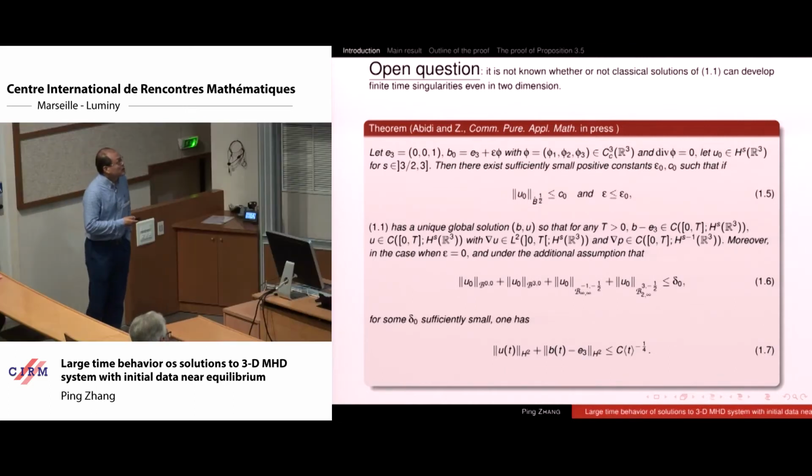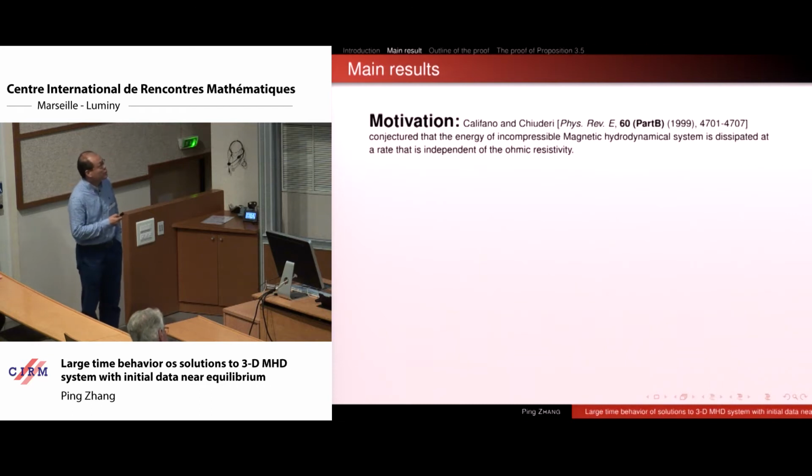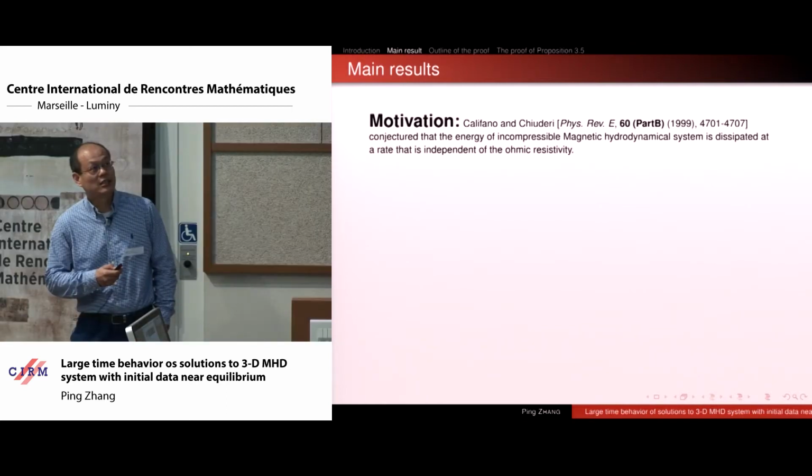The motivation for us to study the following result is this paper by Califano and his collaborators in Physical Review in 1999. In this paper, they made a conjecture that in two space dimensions, for this viscous MHD system, the energy should be dissipated at a rate that is independent of the ohmic resistivity. Which means even if the magnetic diffusion equals 0, the energy should still decay to 0 according to some rate.